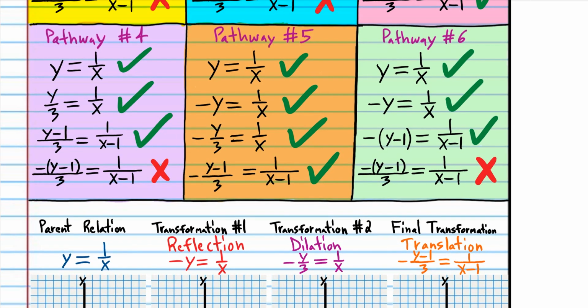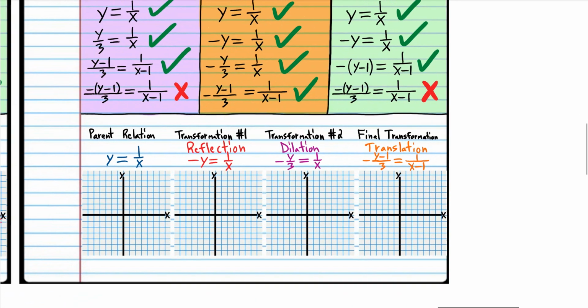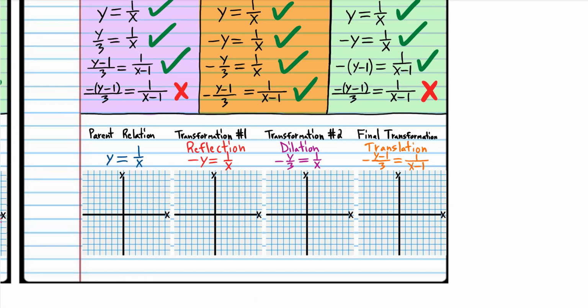Using this pathway, we replace y with y over 3, and the negative can just hang out in front. And if you then replace y with y minus 1, the negative can just stay in front of the fraction. Now you can take this negative and put it up in the numerator, but you'd need parentheses at that point, or you'd need to change the signs of both these terms. So don't worry about the fact that I didn't use parentheses. Okay, so now let's graph.